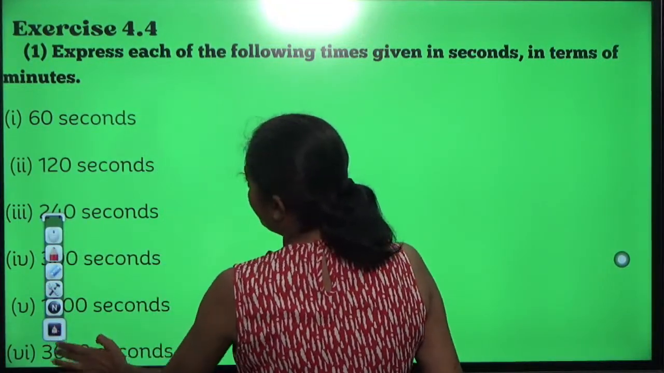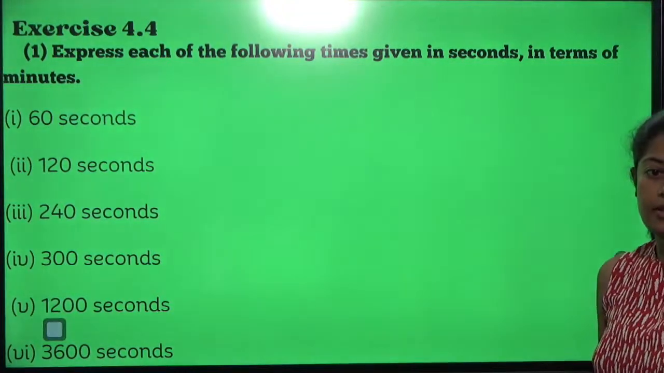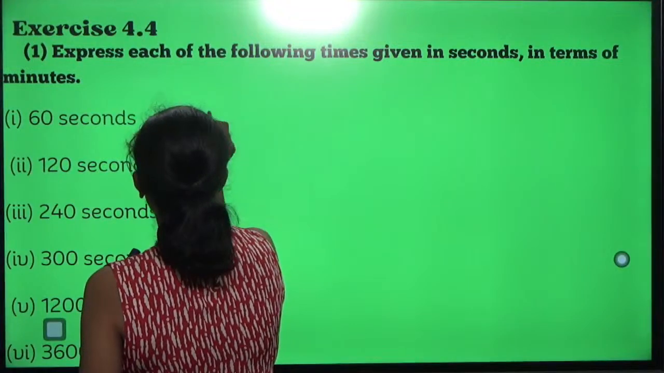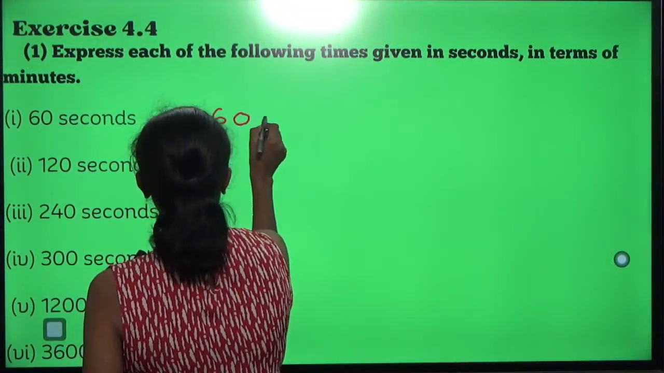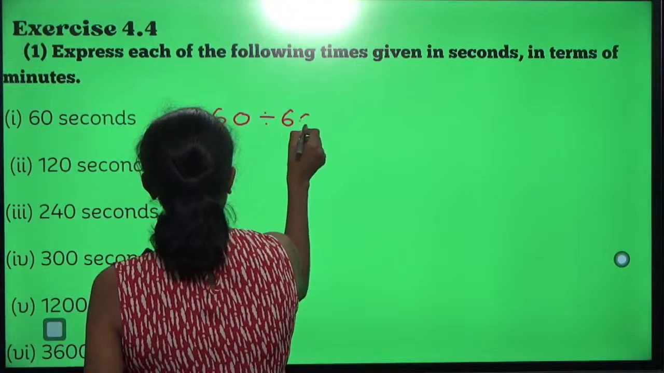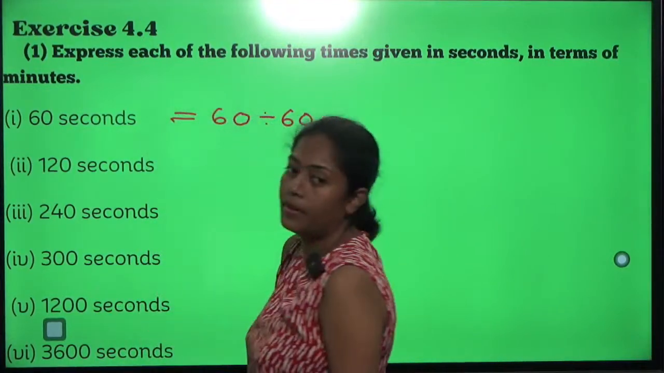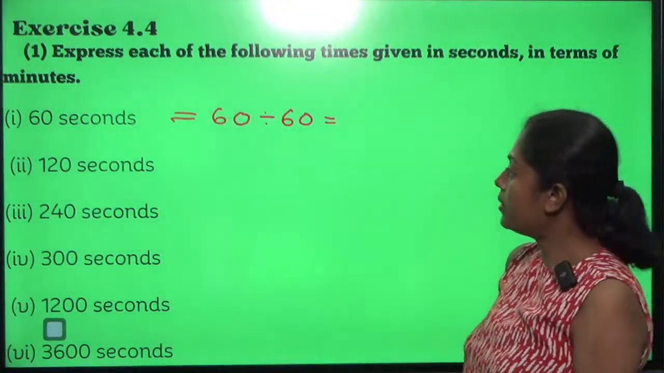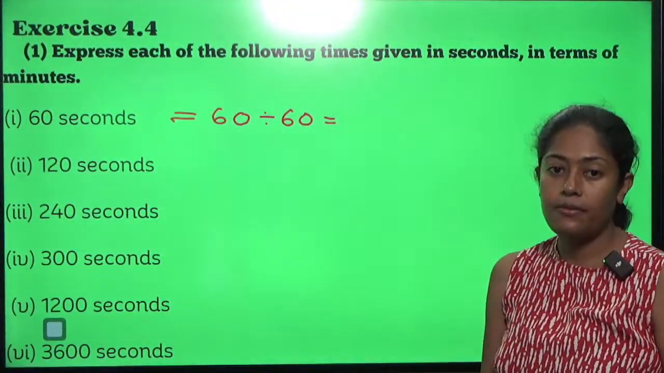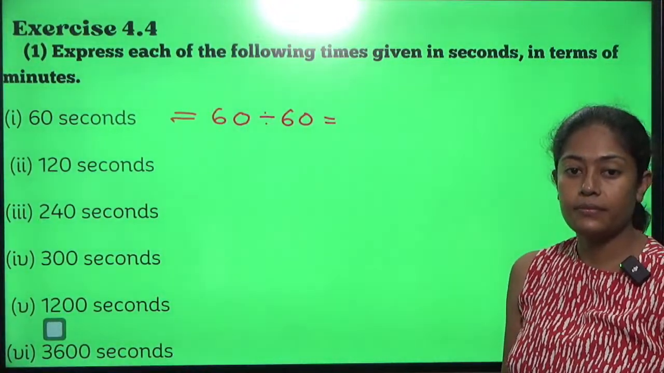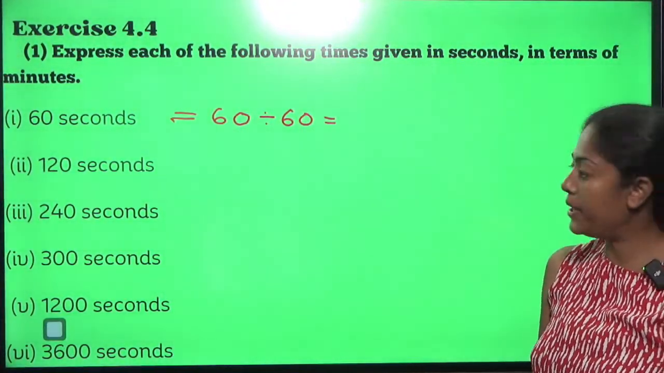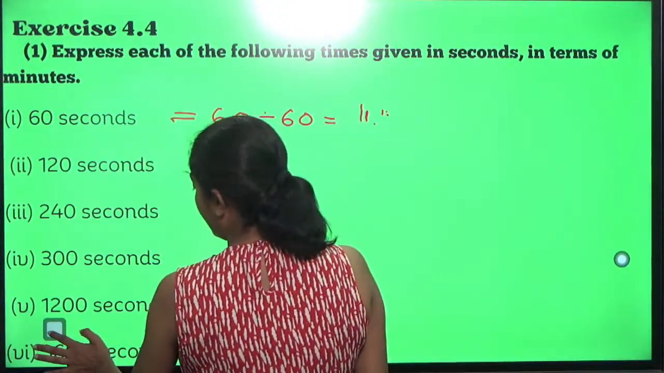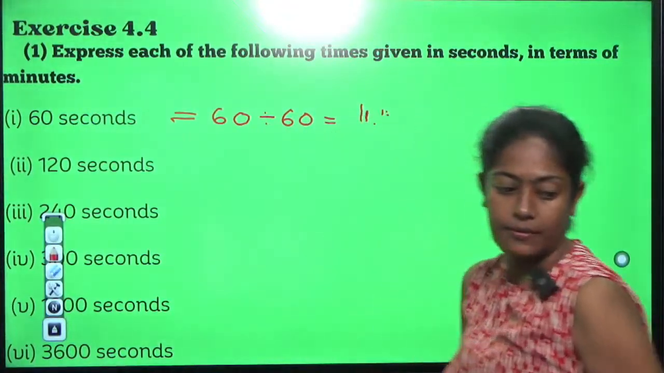Right, first one, 60 seconds. So 60 you have to divide by 60. What is the answer? When you divide 60 by 60, the answer is 1. Then you have to write units. What are the units? We are going to convert to minutes, so the answer should be in minutes. Answer is in minutes.